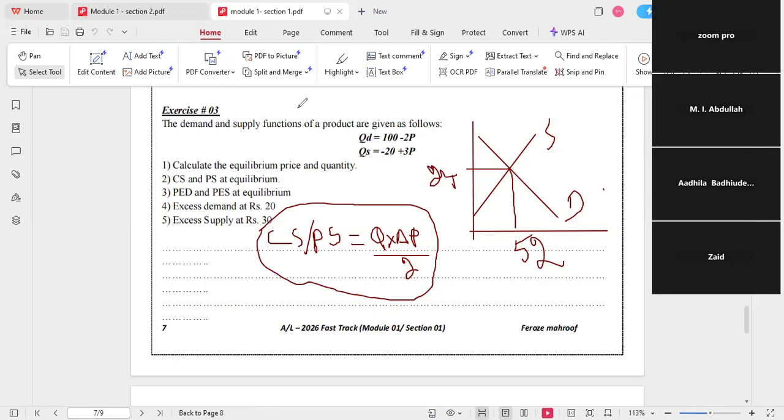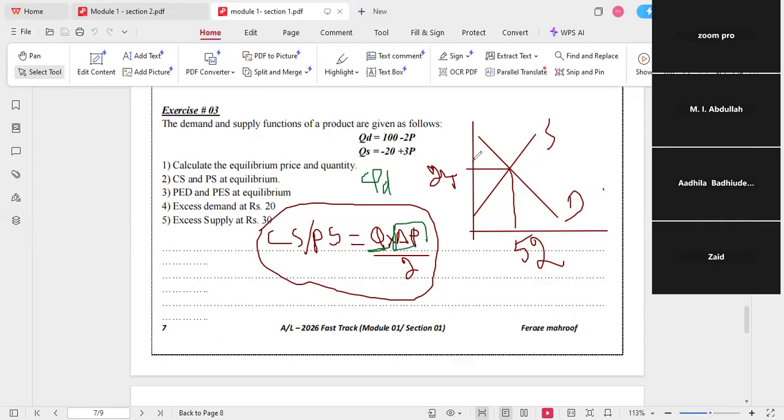Now listen, for consumer surplus, producer surplus, whatever you have to calculate, it is quantity into price difference divided by 2. Now, consumer surplus, listen very carefully. Let's take the consumer surplus. The quantity is for our consumers, the demand, so quantity should be QD. Now, what about the delta P?